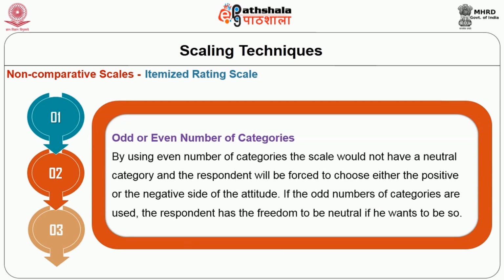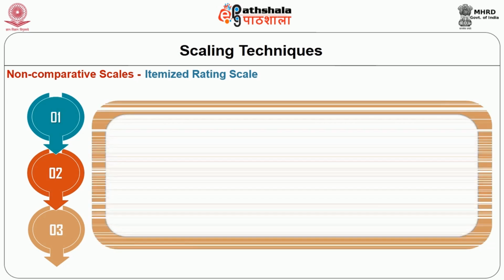Odd or even number of categories. By using an even number of categories, the scale would not have a neutral category, and the respondent will be forced to choose either the positive or negative side of the attitude. If an odd number of categories is used, the respondent has the freedom to be neutral if he wants to be so.